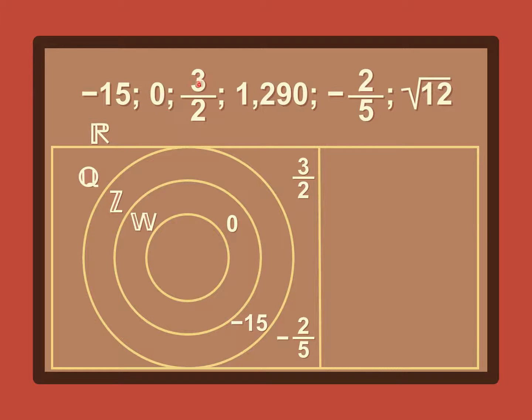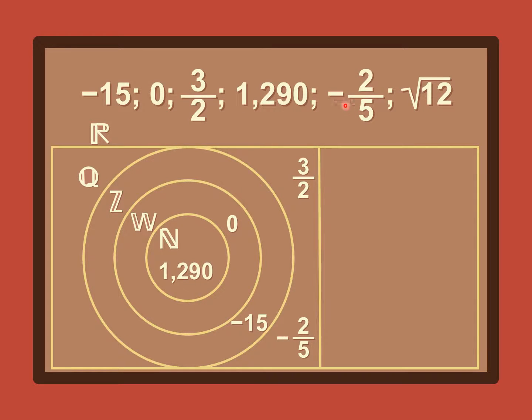Then we have the number 3 over 2, which is a real number and a rational number. However, it's not an integer, so it has to stop at the rational numbers. Then we have the number 1,290, which is a real number. It's a rational number. It is an integer. It is a whole number, and it is also a natural number.